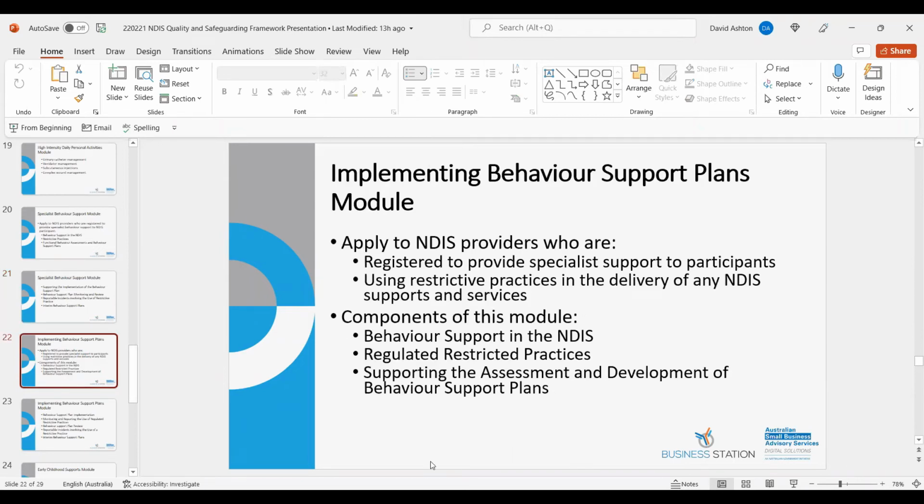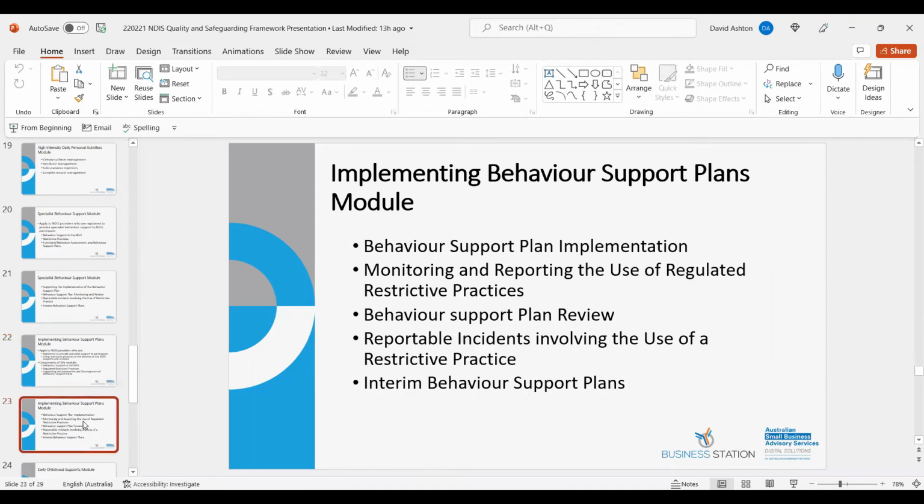So implementing behaviour support plans. This applies to those who are registered to provide specialist supports and those using restrictive practices in the delivery. Things that are covered off here: behaviour support, regulated restrictive practices, supporting the assessment and development of behaviour support plans, implementation, support, behaviour support plan review, reportable incidents, interim behaviour support plan.